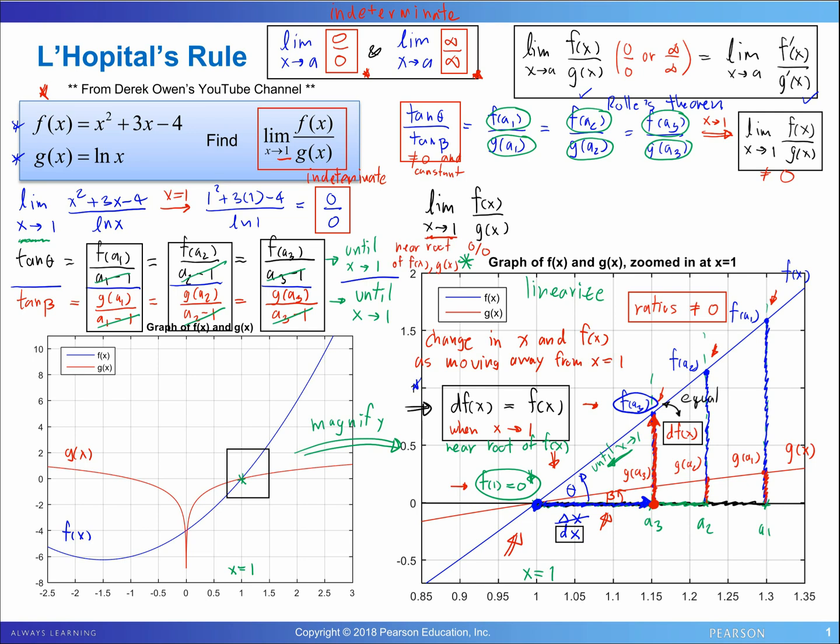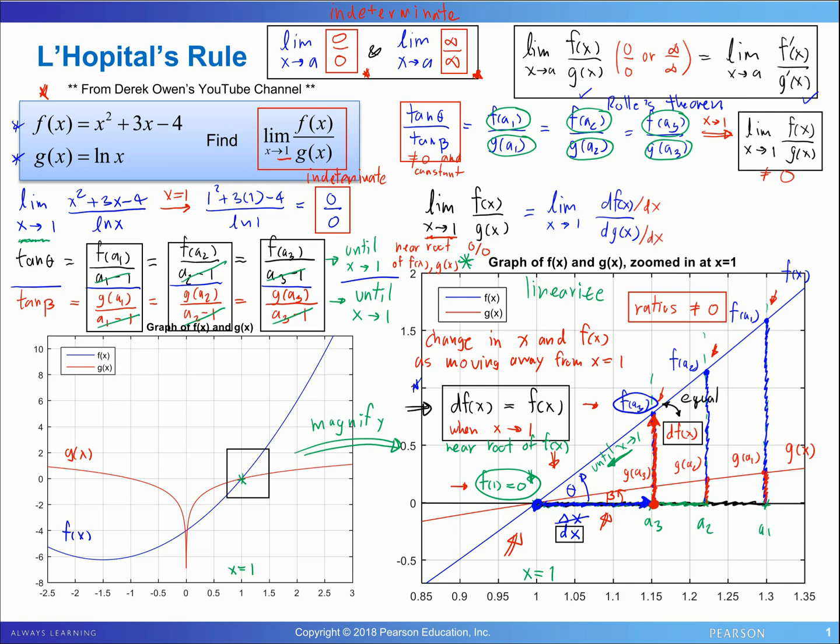So this is going to be equal to the limit of x approaches 1. Now f of x is equal to d of fx at this point, divided by, now g of x equal to d of g of x, a small change in the function value of g. But I'm not going to stop right here. I'm going to divide both numerator and denominator by dx, differential x, a small step in the x direction.